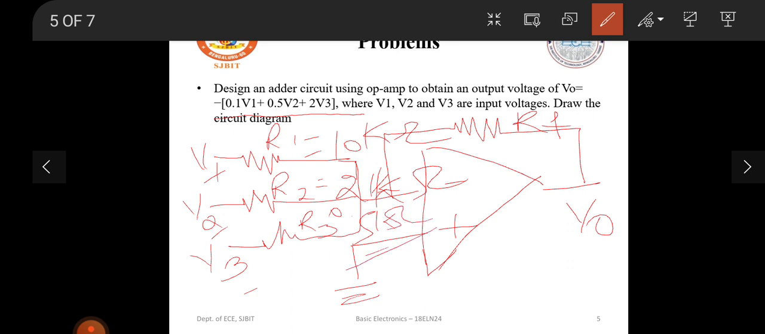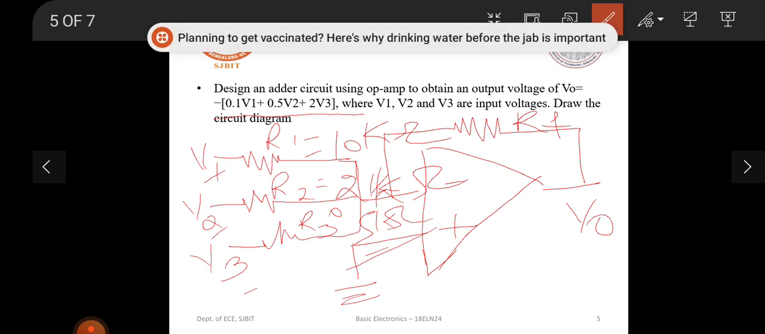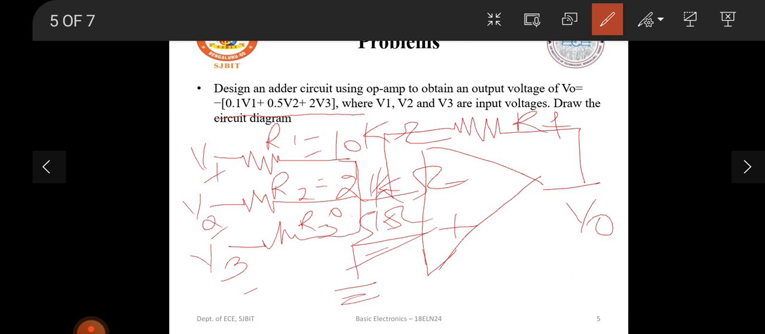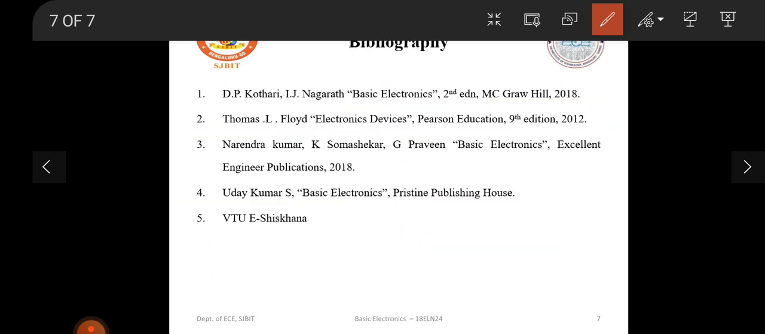So this is how we are going to design the operational amplifier to work as an inverting adder circuit. By finding out the values of the different resistances present in the summer circuit, we can design an operational amplifier to work as an inverting adder. With this problem, these are all the references which we went through to prepare the content.